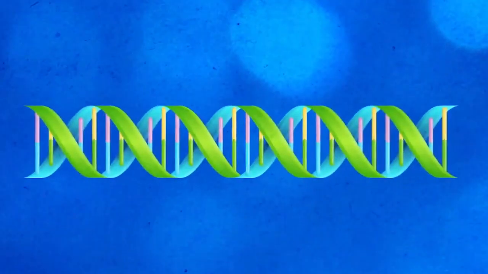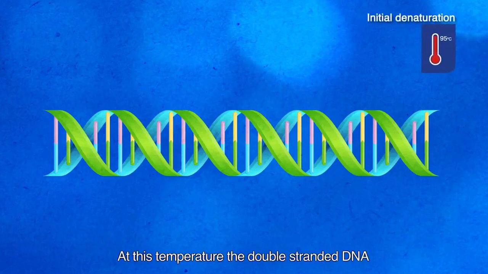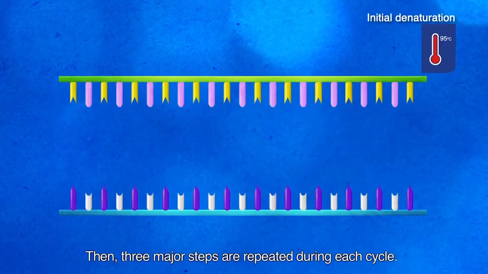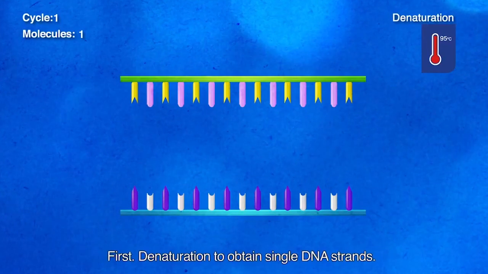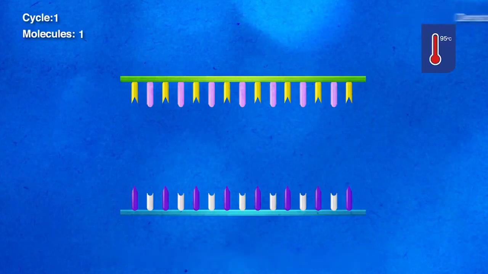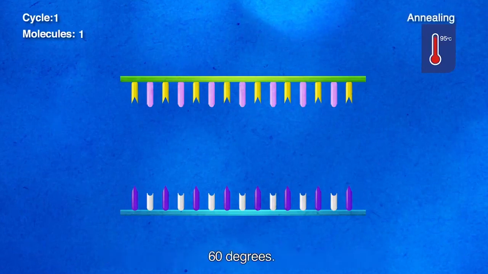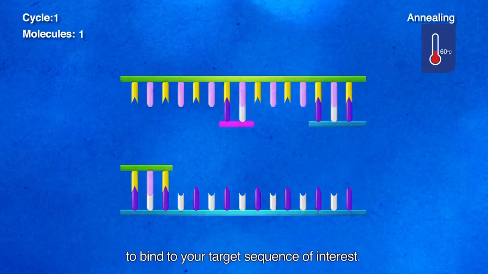To begin the reaction, the temperature is raised to 95 degrees. At this temperature, the double-stranded DNA is separated into single strands. Then, three major steps are repeated during each cycle. First, denaturation to obtain single DNA strands. Second, annealing. The temperature is then lowered to approximately 60 degrees. This allows the primers and the fluorescent probe to bind to your target sequence of interest.